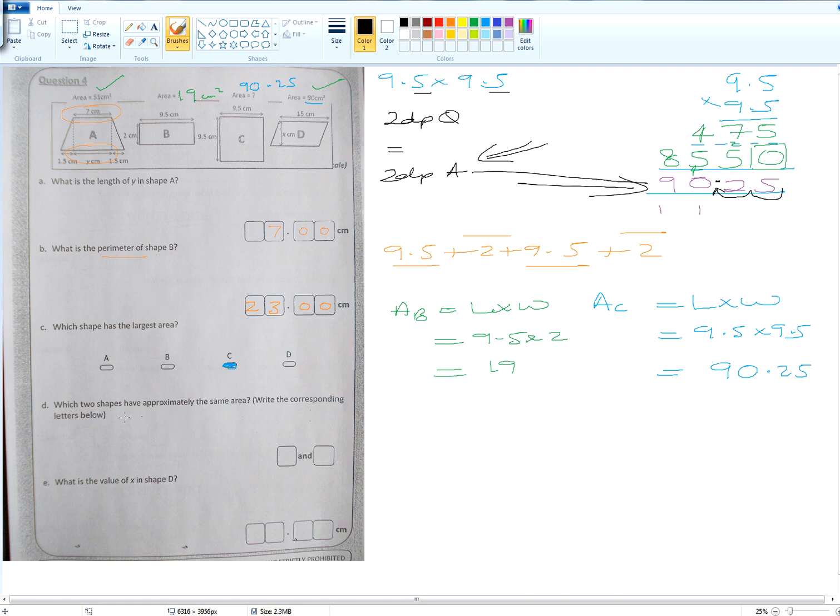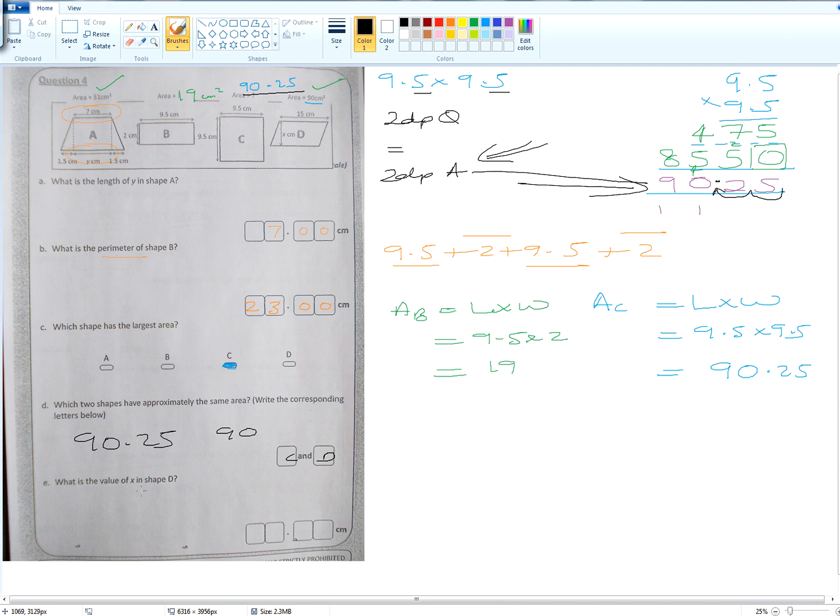Let's move on to D. Which 2 shapes have approximately the same answer? That's easy now. That's B and C. No, C and D. C and D, 90.25. Because if you look over here, you've got 90.25. Anam, can you see that? Yeah. This is 90.25, which is roughly the same as 90. So the answer will be C and D.